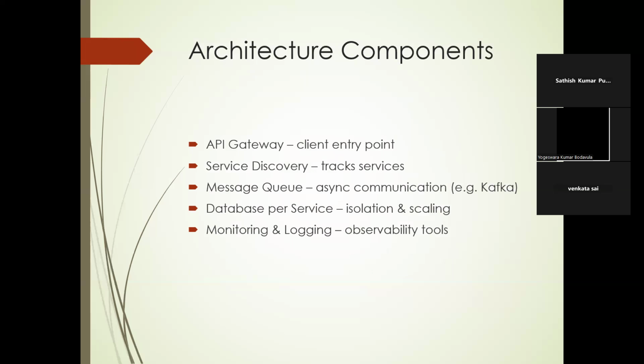So coming to the architecture, components like the API gateway act as the main entry point for client requests to backend services. And coming to service discovery, it keeps track of available services and their locations.